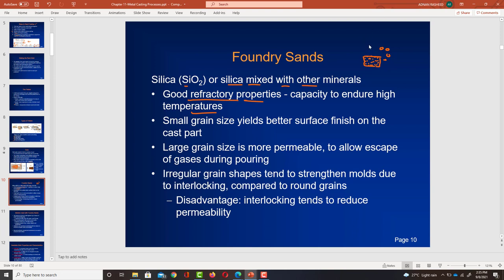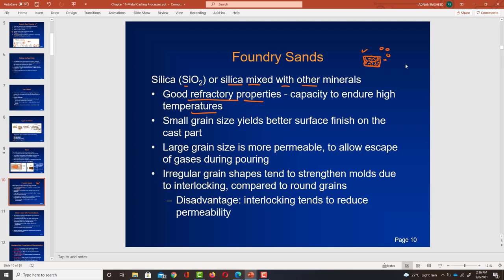Achha, can anyone tell me what the disadvantages of using fine sand or small grain sand are? Okay, surface finish will be better, but it will not allow the hot gases to escape. Theek hai na? So large grain is more permeable.